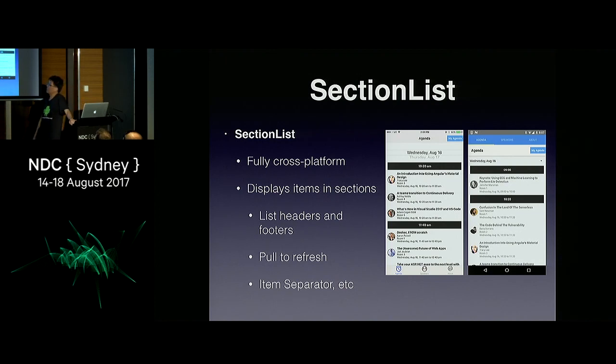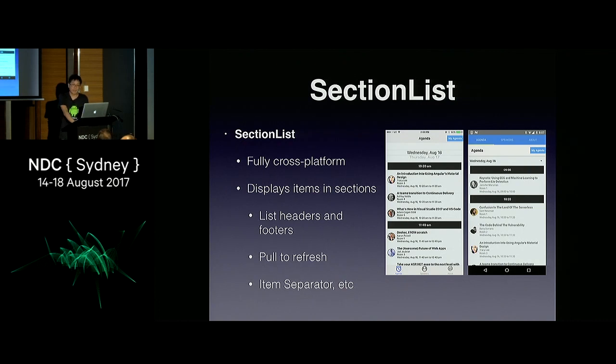You can either use a section list. For the NDC application that I have, for viewing the agenda, I use a section list. Section list allows you to display section headers. For each section header, you can render whatever you want, and then you can render all the individual items. You can also render a separator if you want to draw a line between items. So you use something called a section list.